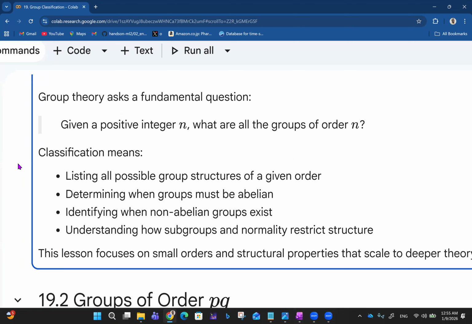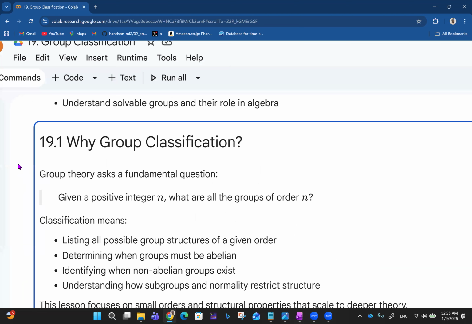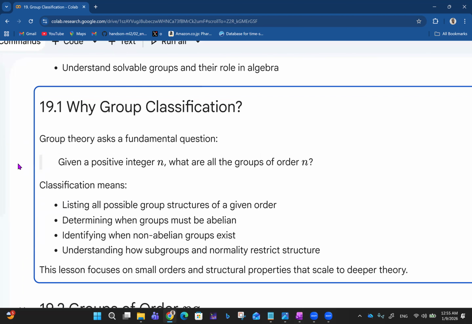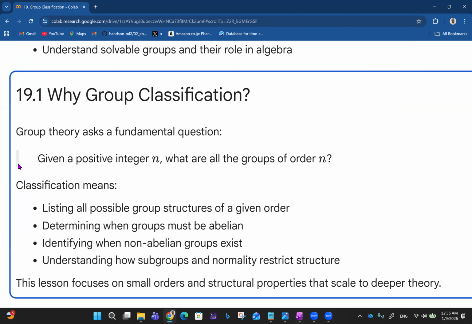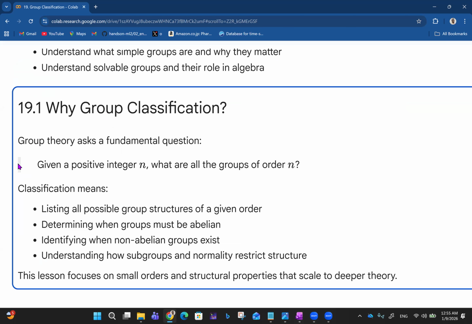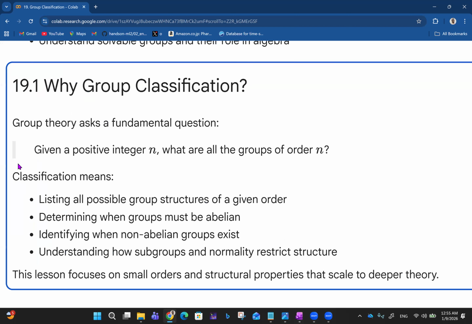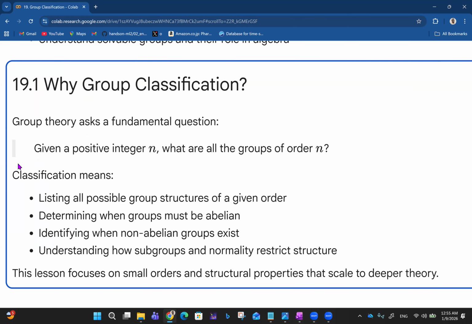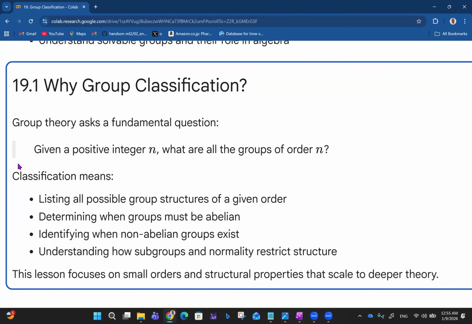So why do we bother about group classification? That's the first big thing we want to consider. Why do we classify groups? Of course, when we talk about a group in this context, we are talking about a set. A group is made up of a set and a binary operation, and there are certain rules like closure and all of that.